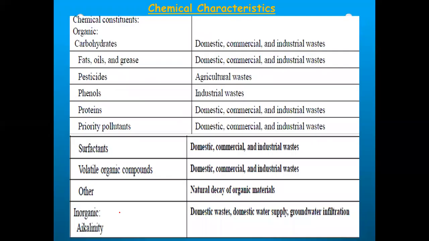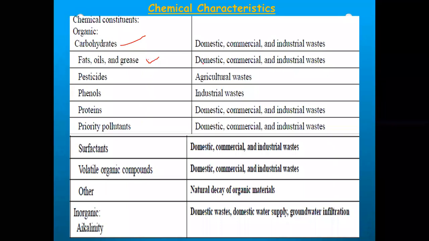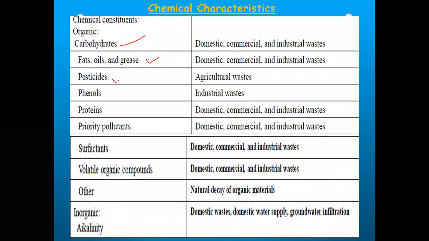Next, chemical characteristics. We have discussed the carbohydrates, organic materials, fats, oils, and grease. What we discussed in the last topic stopped there. The domestic, commercial, and industrial waste, and the pesticides and chemicals coming from agricultural waste. Next, phenols: the chemicals used for manufacturing plastic things, which are also chemical industrial waste.